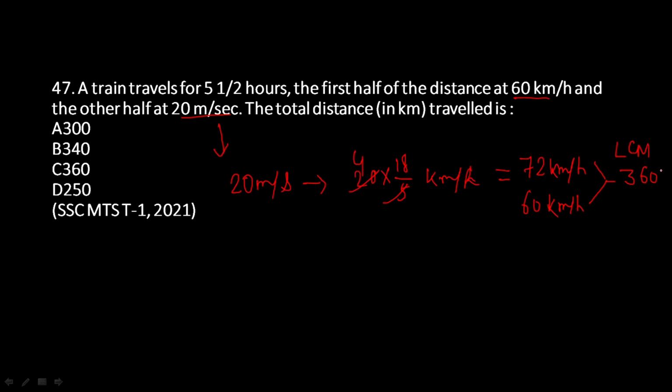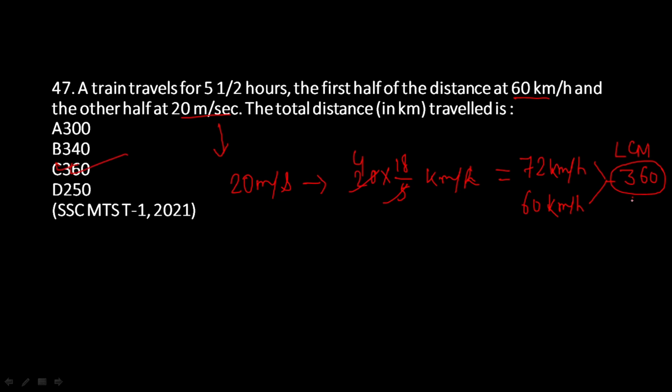We assume this as the total distance. So either this number is the total distance or a multiple of this number can be the total distance. So in the question only this number is given, 360. So 360 will be the right answer. Otherwise, if you want to satisfy it, you can verify this.